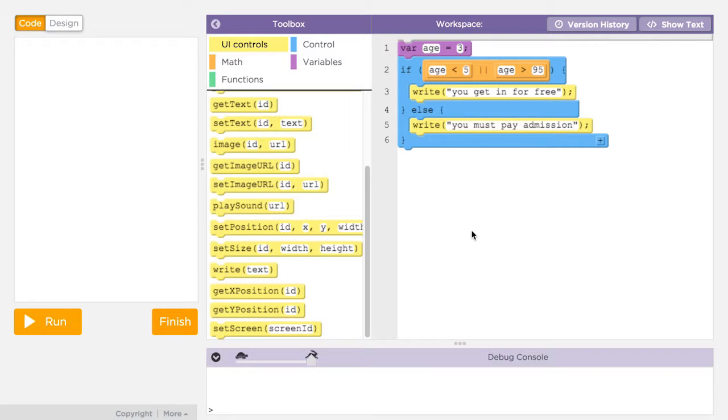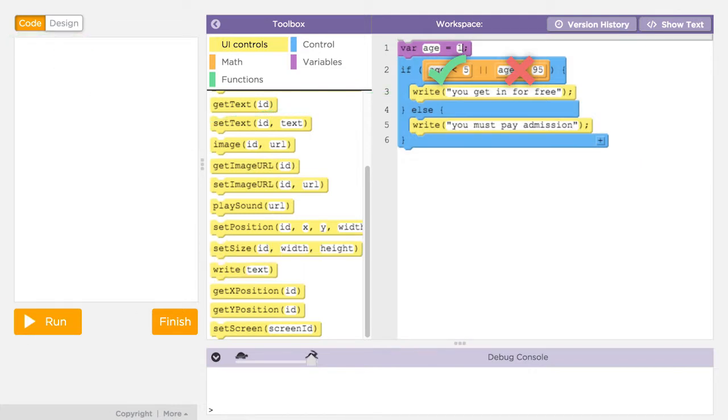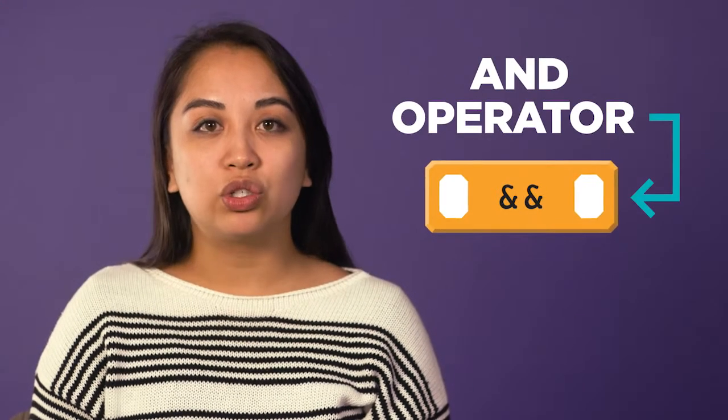Expressions that use the OR operator are true if either the first or the second expression is true. Only when both expressions are false does the ORed expression evaluate to false. The AND operator is more strict.